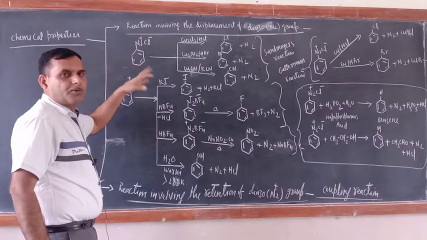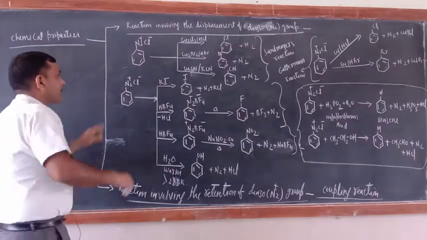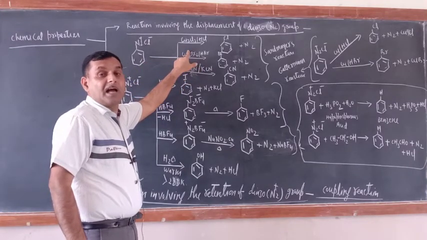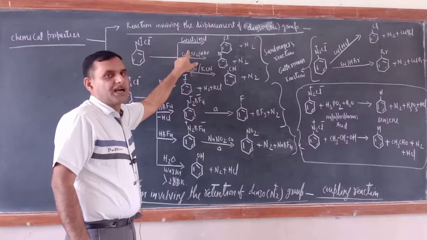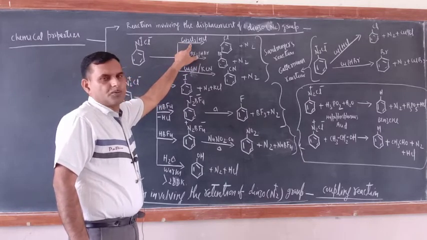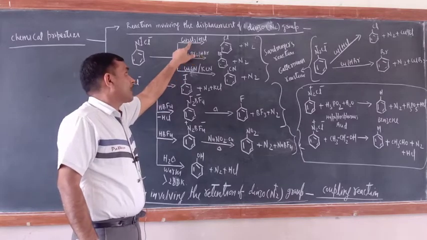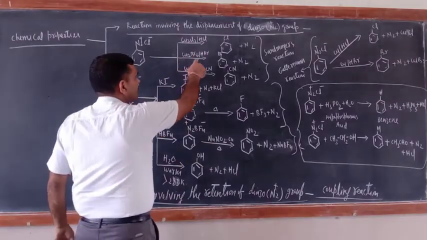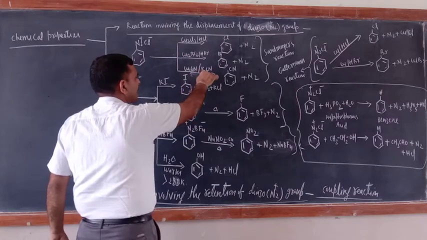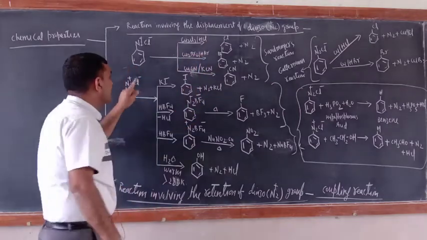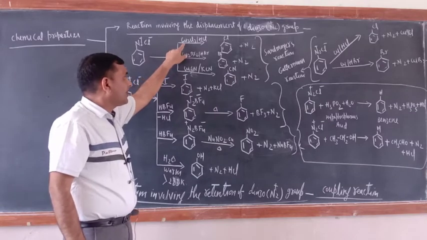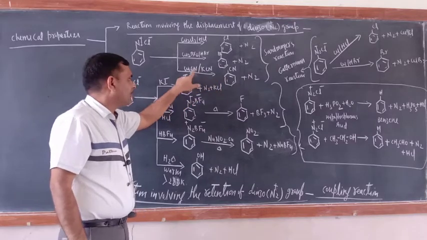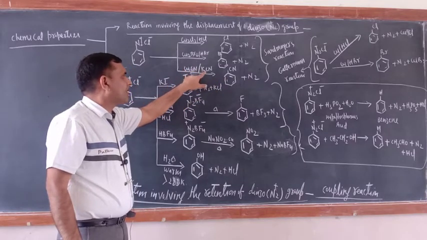Just see the first reaction. In these reactions the N2 group will be displaced. When benzene diazonium chloride is treated with cuprous halide and the corresponding hydrogen halide, this is Cu2Cl2 with HCl, the Sandmeyer reaction I taught you in chapter 1. Now this is Cu2Br2 with HBr. This is CuCN with KCN. Remember, that is the difference. Here you take cuprous halide and the corresponding hydrogen halide; to get cyanobenzene you have to take CuCN with KCN.